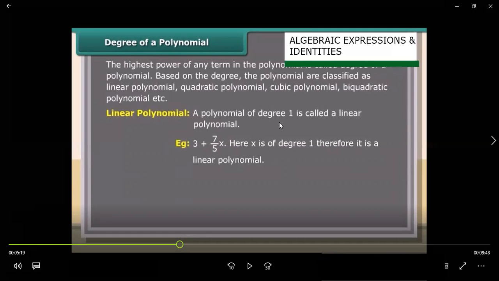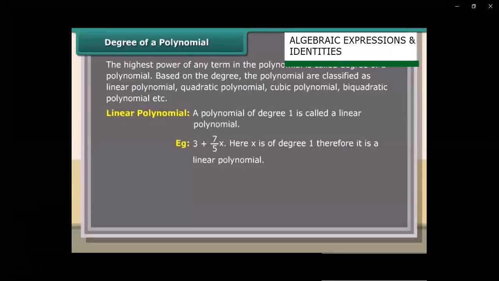For example, 3 plus 7 by 5x. So here x is of degree 1 because the power of x is nothing but 1, since x raised to the power 1 is x. So here the degree of this polynomial is 1. Therefore, it is called a linear polynomial.